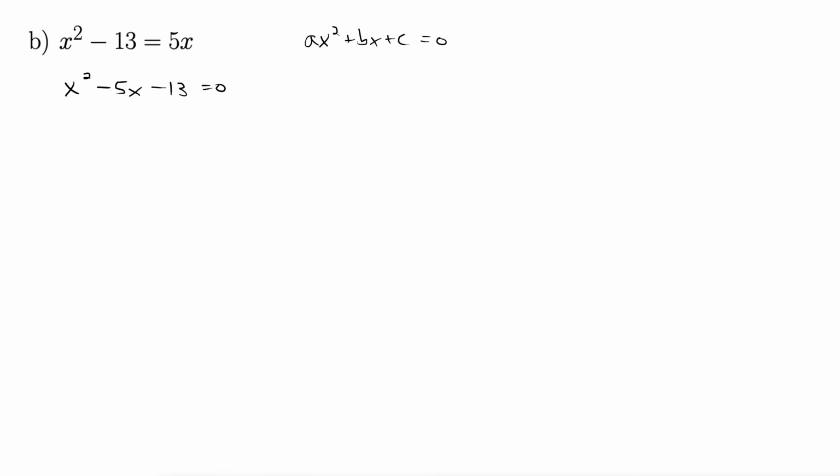All right, now we can clearly identify our a. Well, our a, there's nothing there, so we fill in the hidden 1, and that's our a. Negative 5 is our b. See how I was certain to include the sign in that. Negative 13 is our c. Again, I include the sign. All right, so now we're ready for our quadratic formula.